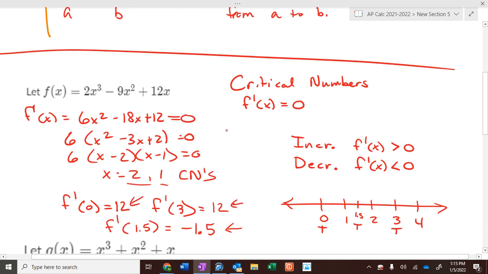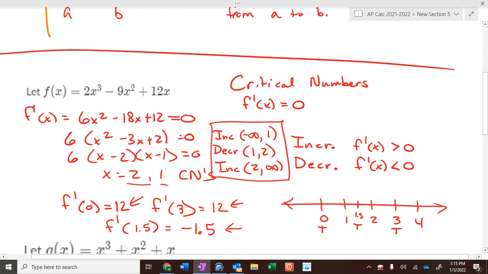So this function is increasing from negative infinity to 1. It's decreasing from 1 to 2. And then it's increasing again from 2 to infinity. So that's how you figure out if something is increasing or decreasing. You find the critical numbers, and then you test values in between the critical numbers.